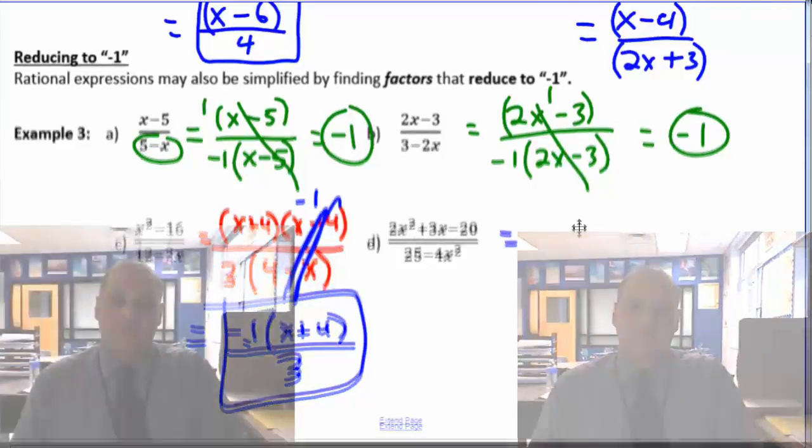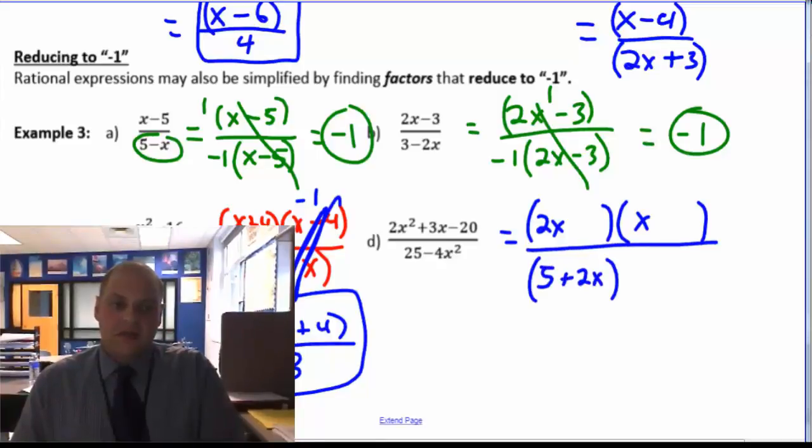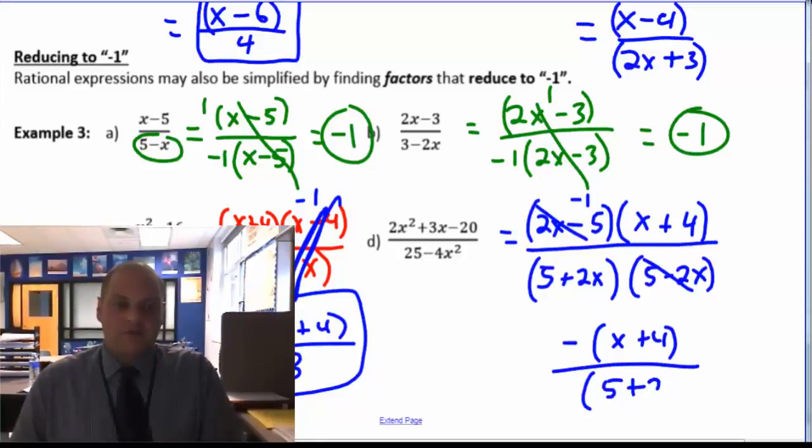All right, here we got a little tough factoring there. 2x and x. All right, and on the bottom I have 5 plus 2x and 5 minus 2x. I did the bottom first to help me with the top because I see 2x's with 5, so it's probably going to be a 5 there. It doesn't have to be, but it's probably going to be with a 4 there. So looks like we need a positive here, we need a negative here. So there we go. I have 2x minus 5 and 5 minus 2x, and that's going to reduce down to negative 1. So I have negative x plus 4 over 5 plus 2x.